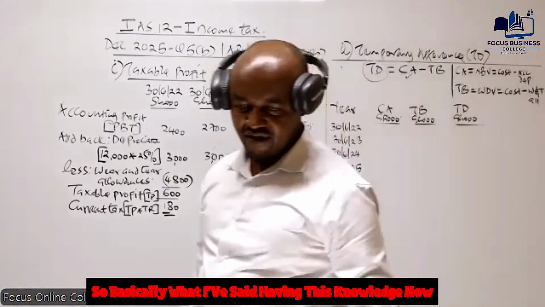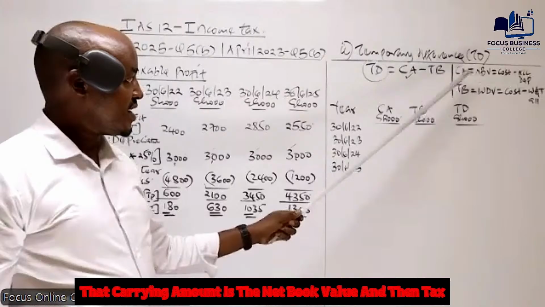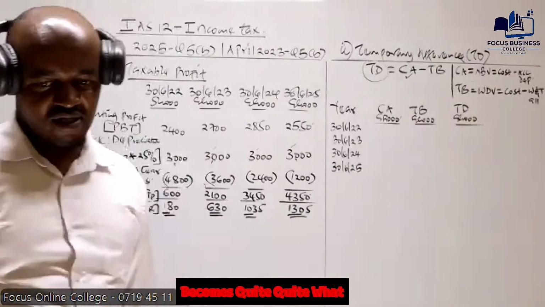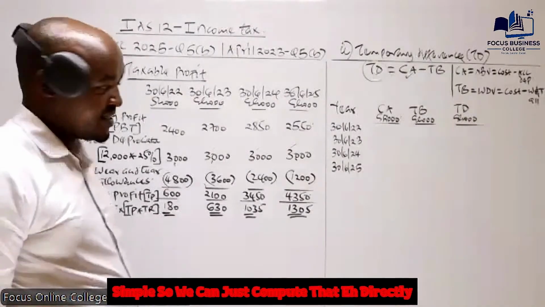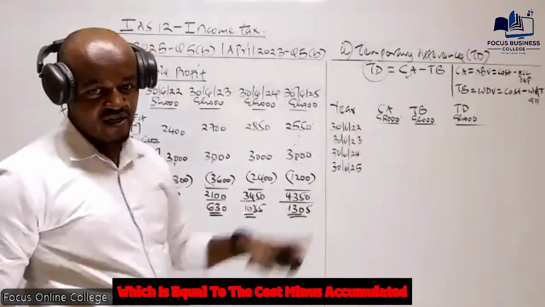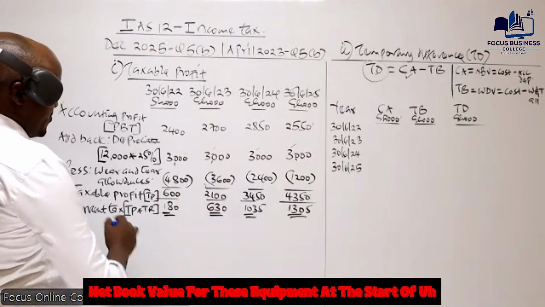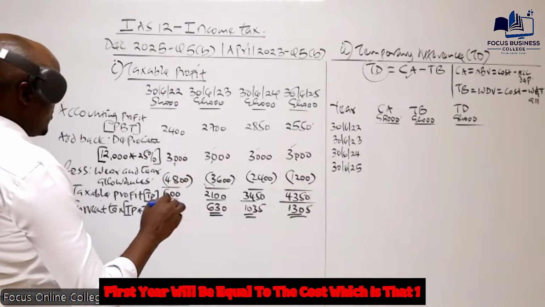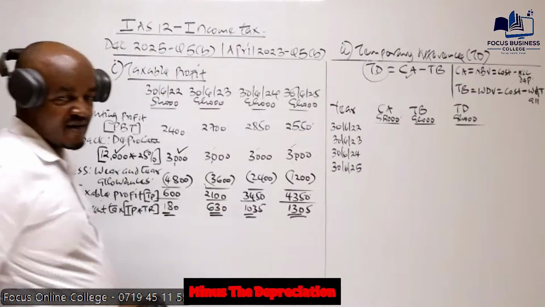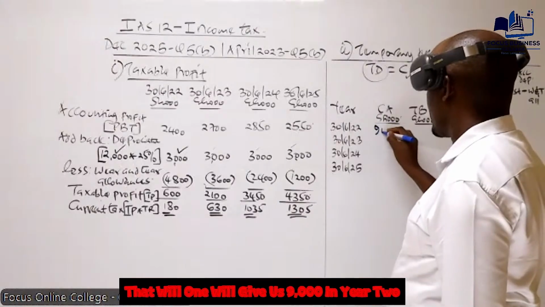So basically, having this knowledge now that carrying amount is the net book value, and tax base is the written down value, then that one becomes quite simple. So we can just compute that directly. In the first year, we start by computing these net book values, which is equal to the cost minus accumulated depreciation. So the net book value for this equipment at the end of the first year will be equal to the cost, 12,000, minus depreciation for year one, and basically that one will give us 9,000.